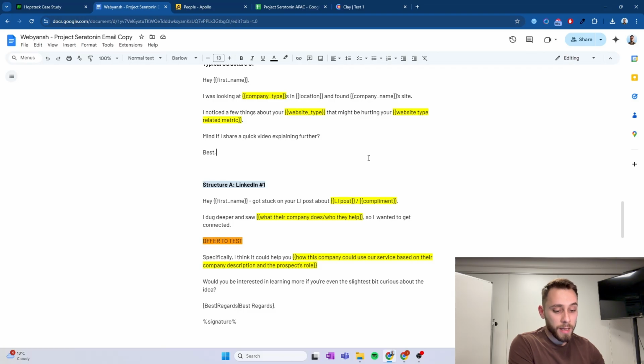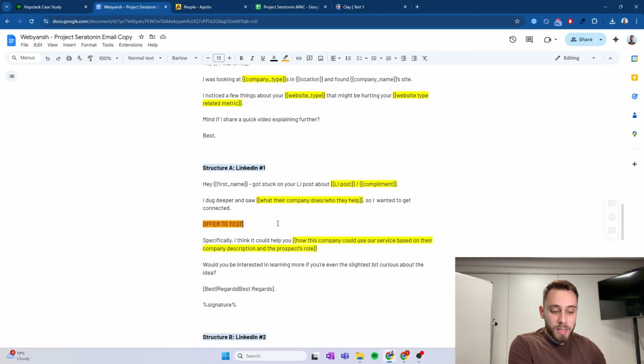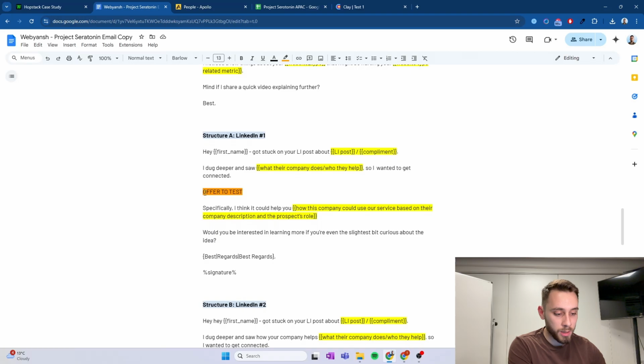It goes like this: "Hey, first name, got stuck on your LinkedIn post about post content and a related compliment. I dug deeper and saw what your company does, so I wanted to get connected." These yellow fields are all gonna be AI generated, by the way. So this is Clay coming in and proposing custom ideas based on what we feed it. Then we're testing the offer. We set the angles already and decided which angle we're going to be using. "Specifically, I think this could help you."